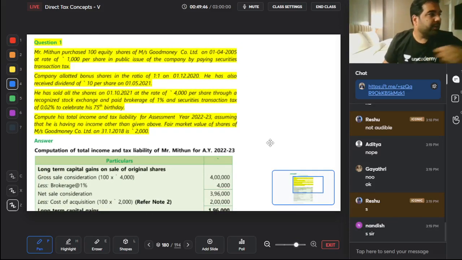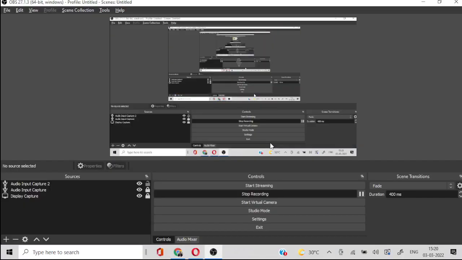Guys, you will keep your calculator with you, around you. I don't seem to have a calculator. Let me just fetch my calculator also. Just 1 second.